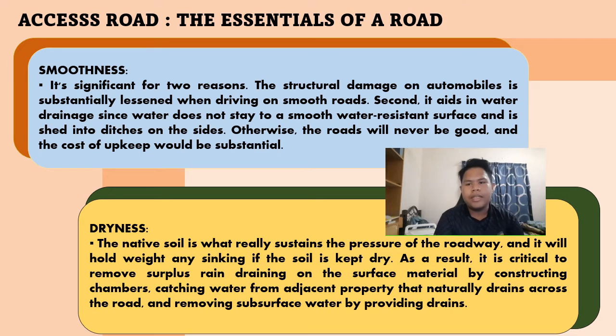The fifth one is dryness. The native soil is what really sustains the pressure of the roadway and its weight, so any sinking of the soil is avoided if it is kept dry. As a result, it is critical to remove surplus rain on the surface material by constructing chambers, catching water from adjacent property that naturally drains across the road, and removing subsurface water by providing drains.